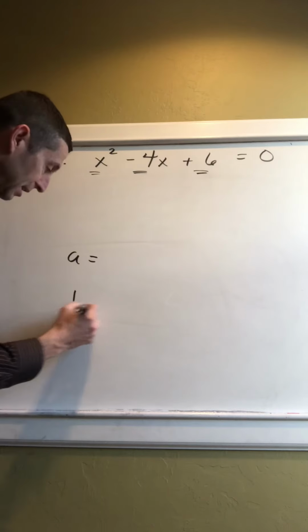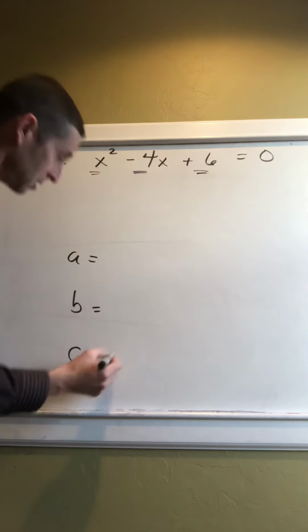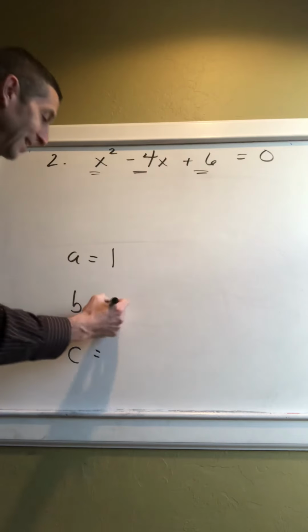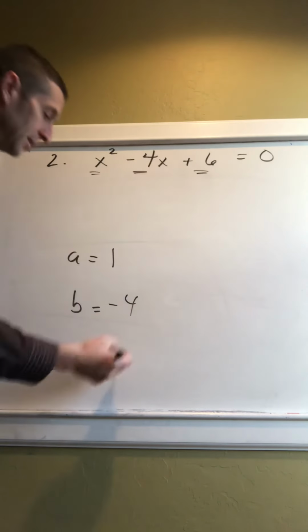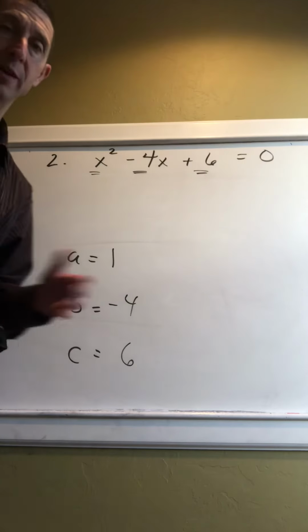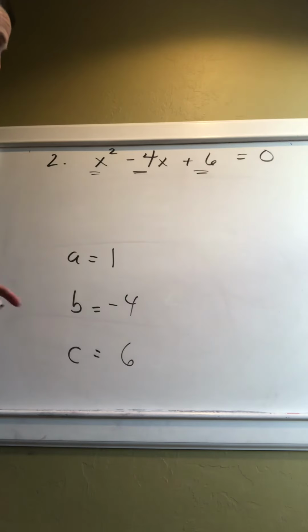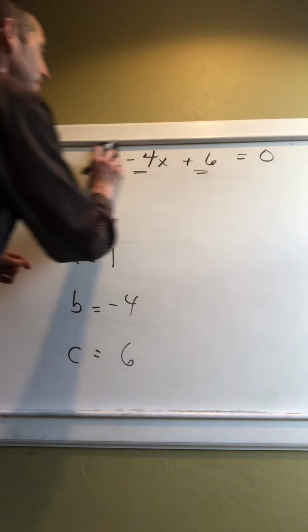You do have a negative 1 this time. We do have a positive 1 for my A, negative for my B, C's a positive 6. So last example we caught a break, not this time. A's, B's, and C's. B's negative. All right, let's pump it in there.